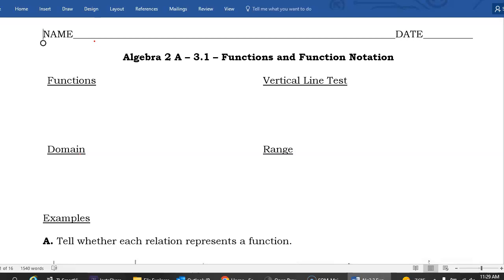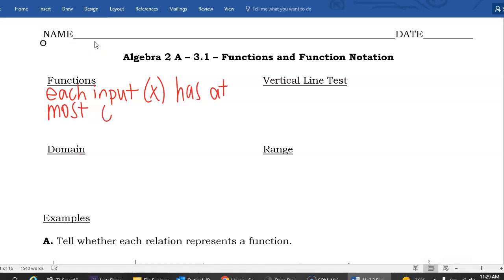A function is a relation such that each input, and usually we use the variable x for our inputs, has at most one output.